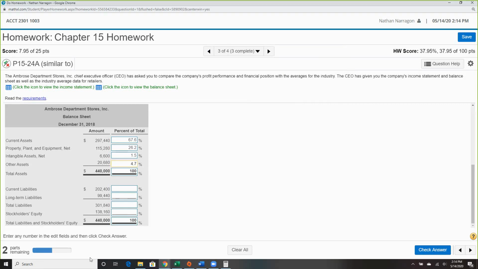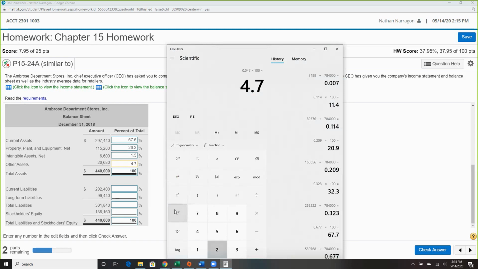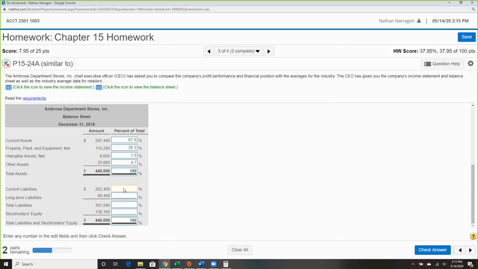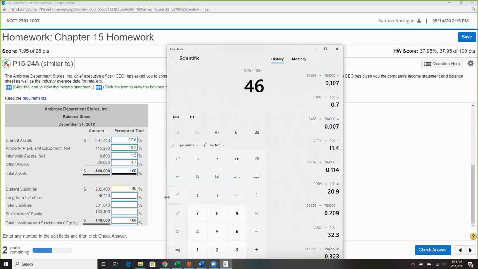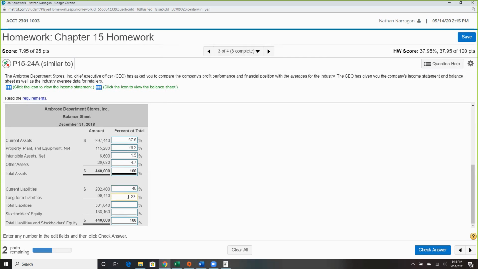Okay, now let's do our liabilities and stockholders' equity, which again, if your balance sheet does match, still the same denominator, just now with different numerators. So here about 46% of our liabilities in equity is basically current. $22.6 and long term.